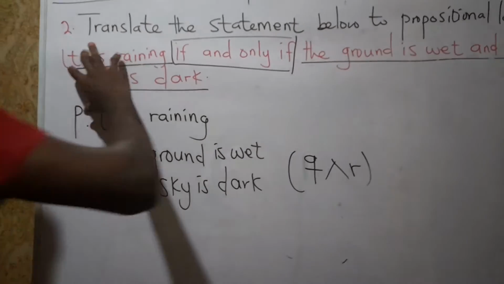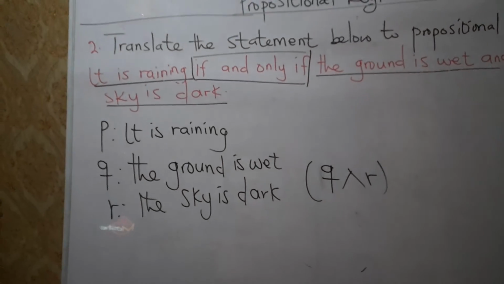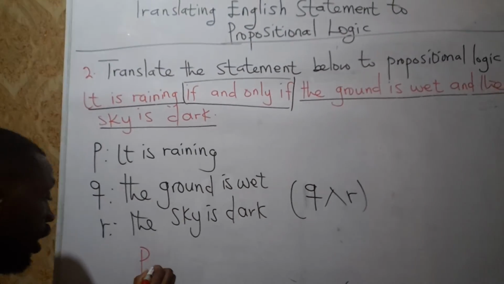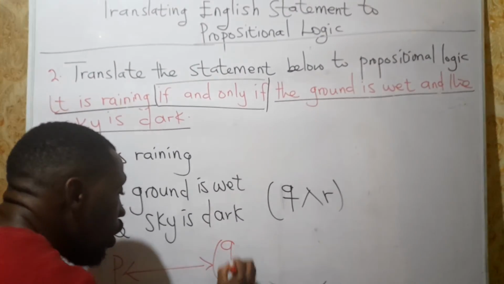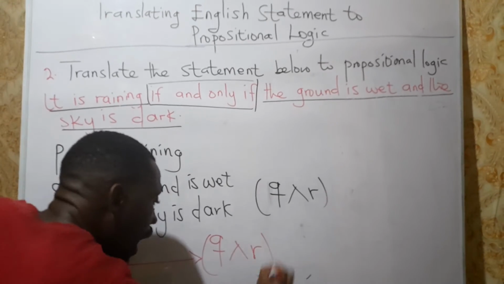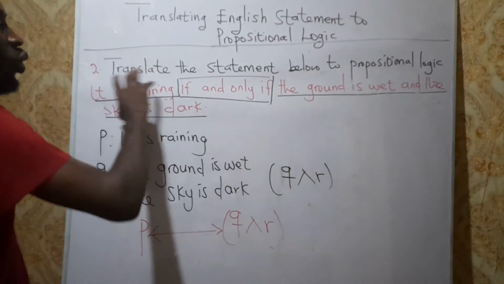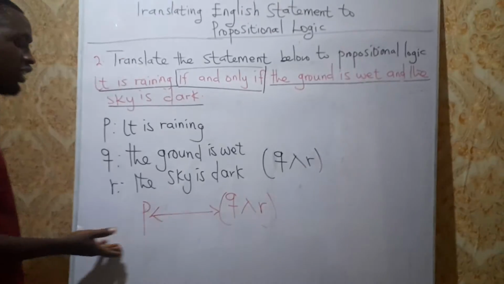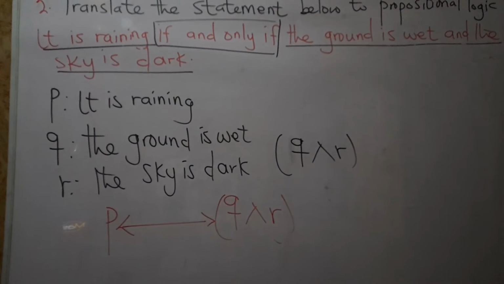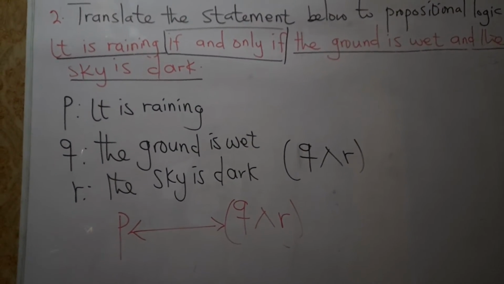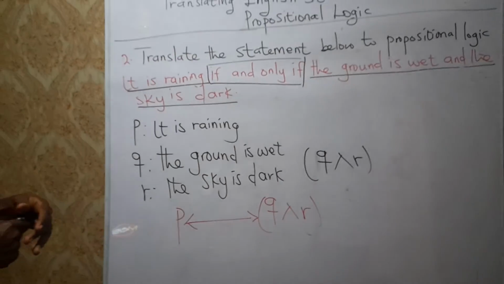So we can say this whole English statement will be translated to propositional logic as P if and only if Q and R. I hope you get that. Okay, this is very simple. So this whole English statement is translated to a simple propositional logic. Remember, when we do that, it removes all ambiguity that a statement may have. We'll solve one more example on this, then we call it a day.